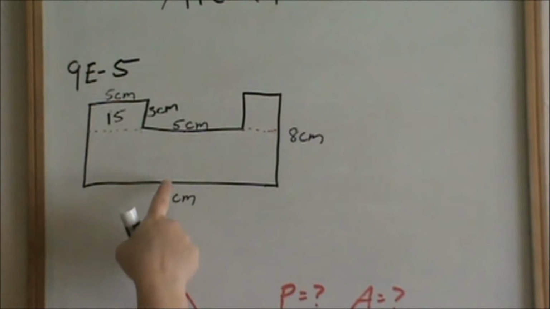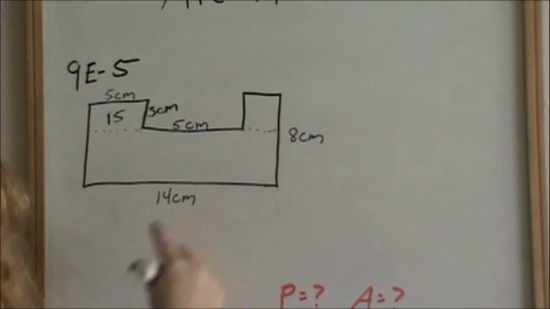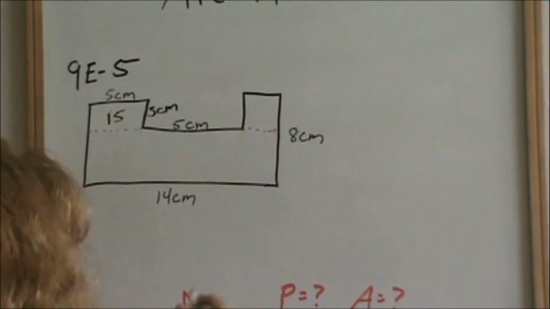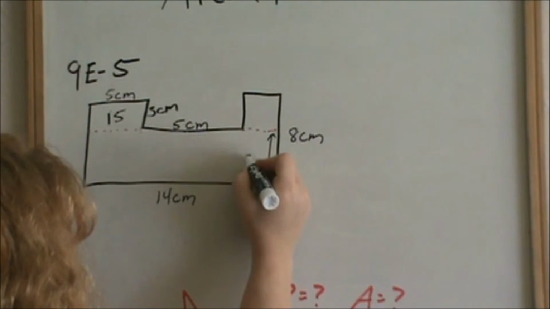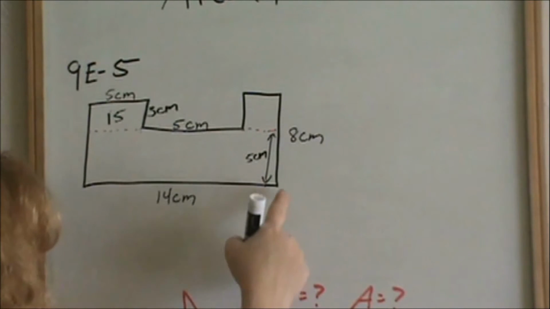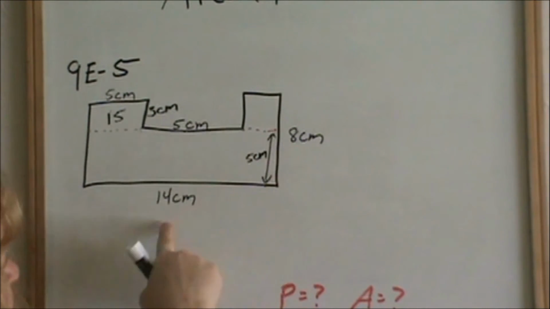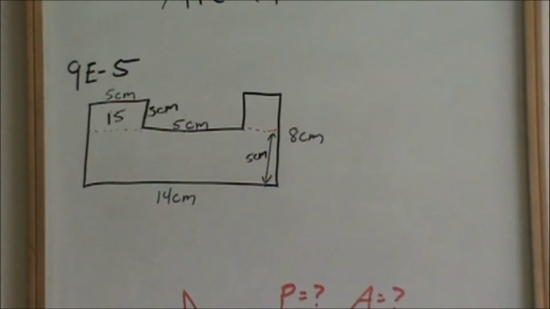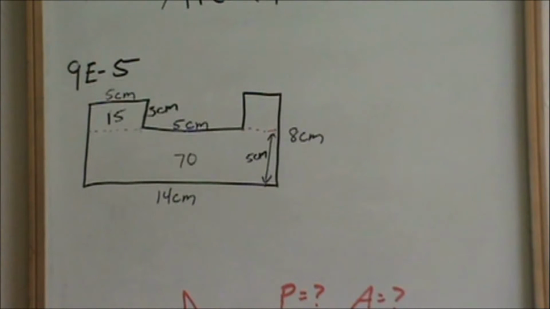Okay? For this big one, if I know this total is 8, but yet this small portion is 3, then I know that from here to here is 5 centimeters. Okay? 5 centimeters plus this 3 centimeters equals my total of 8 centimeters. So now I can do base times height, 14 times 5. That is 70 square centimeters. So I'm just going to write 70 in there.